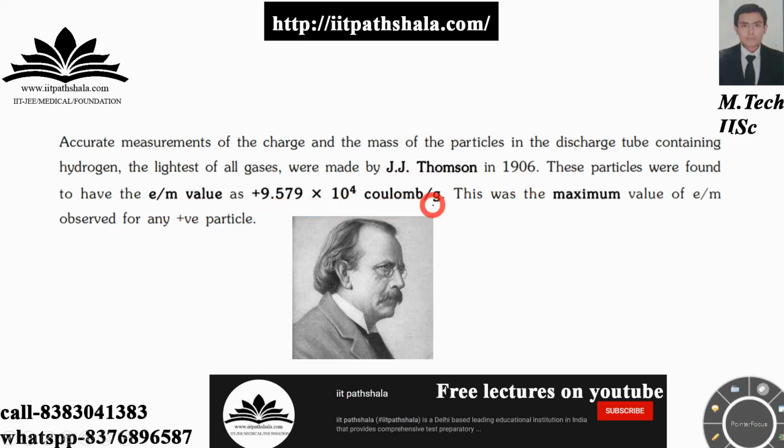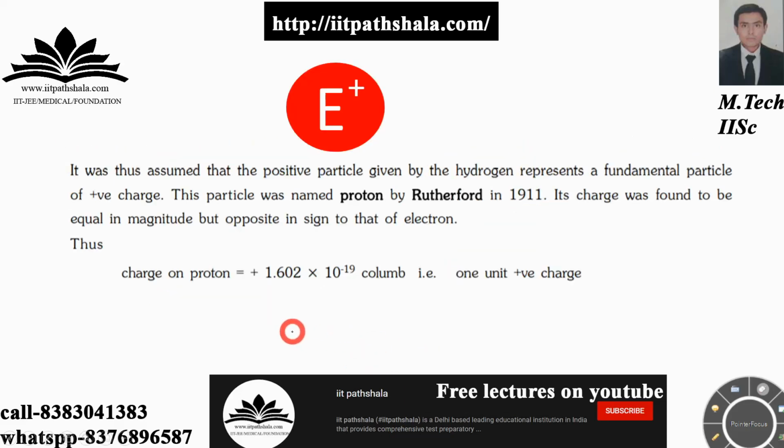You have to consider these SI units, guys. You have to take care of the SI units. It's now in coulomb per gram. This was the maximum value of e/m observed for any positive particle. So we are thankful to J.J. Thomson, guys. Now it was assumed that the positive particle given by hydrogen represents a fundamental particle of positive charge.